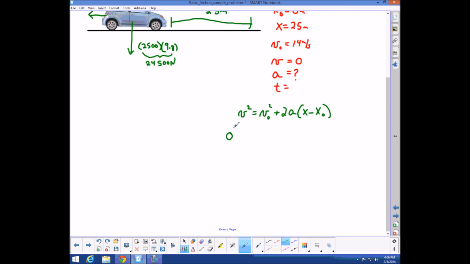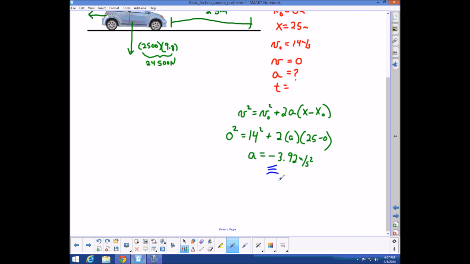And so plugging in those quantities, we have that 0 squared equals 14 squared plus 2 times the unknown acceleration times 25 minus 0. And solving that out, we get that the acceleration is negative 3.92 meters per second squared. And here, this negative sign means that the acceleration is in the opposite direction of the velocity, which means that acceleration is going to be acting to the left.